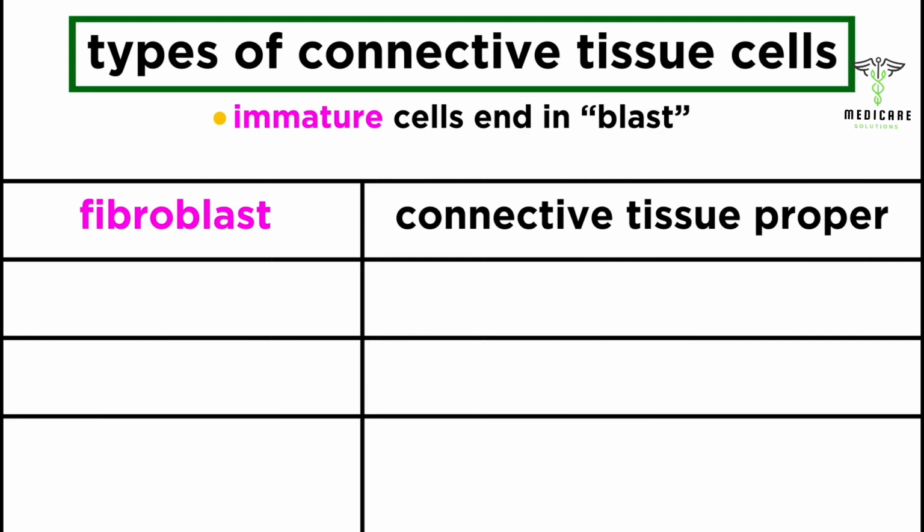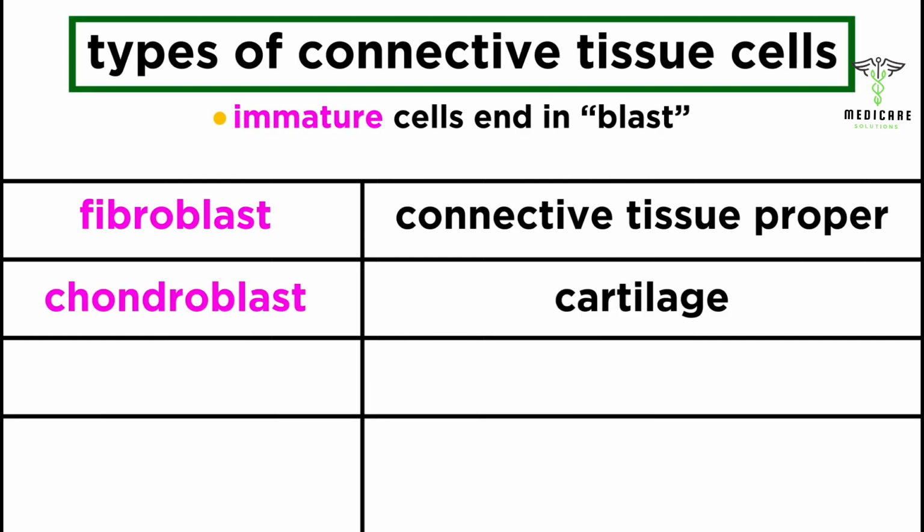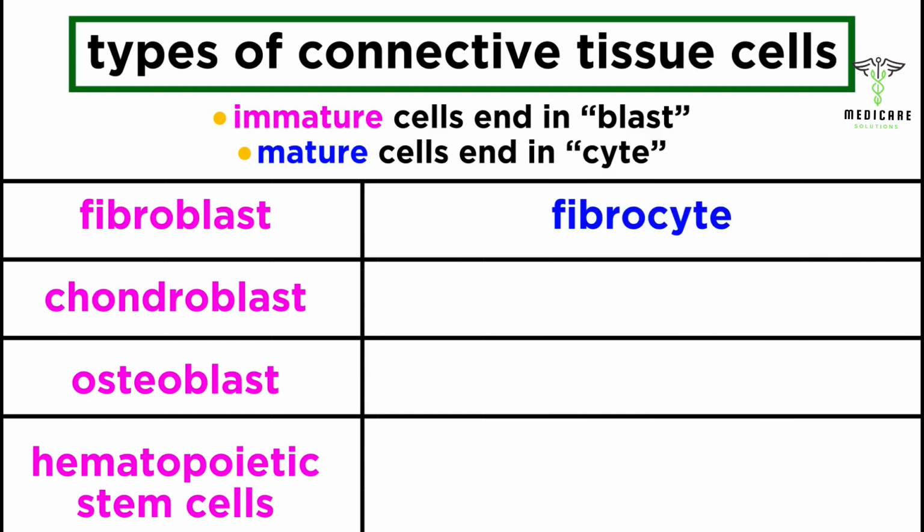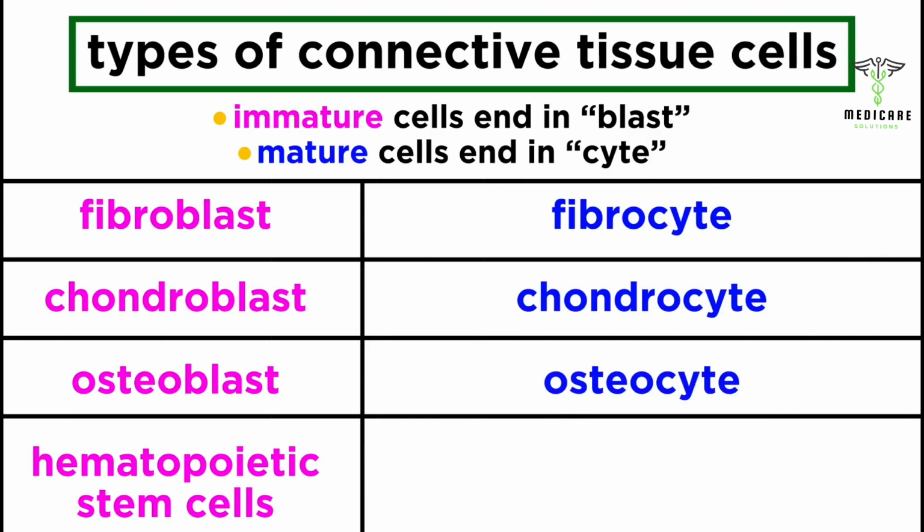Connective tissue proper forms from fibroblasts. Cartilage comes from chondroblasts, and bones from osteoblasts. Blood cells come from hematopoietic stem cells, but as this is a different process, we will examine this when we take a closer look at the bloodstream. Once mature, the suffix blast becomes another suffix, cyte, leaving us with fibrocytes, chondrocytes, and osteocytes, among other types as well, such as fat cells and some others we will discuss later.